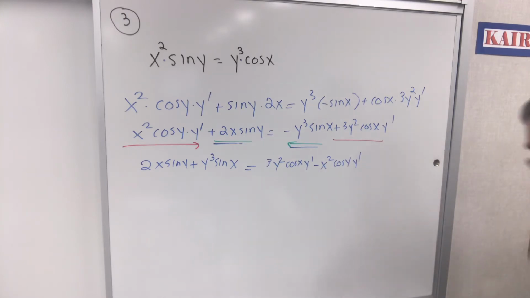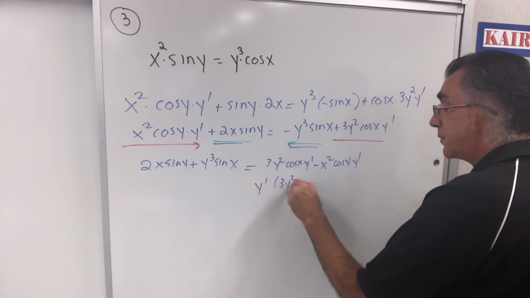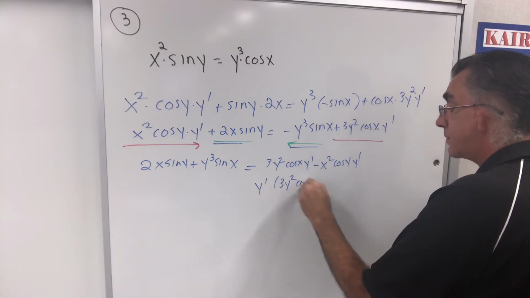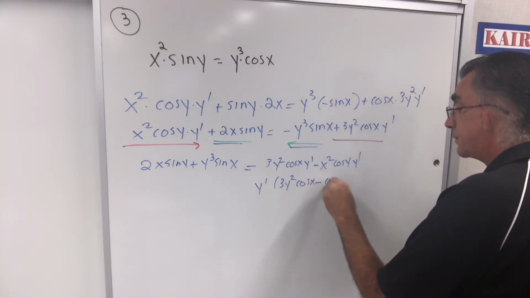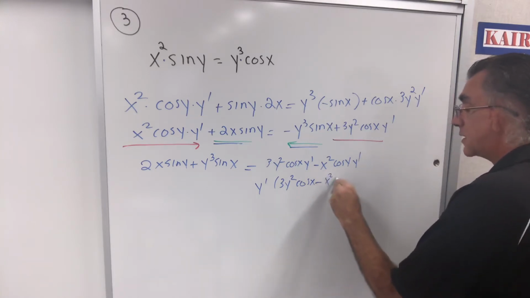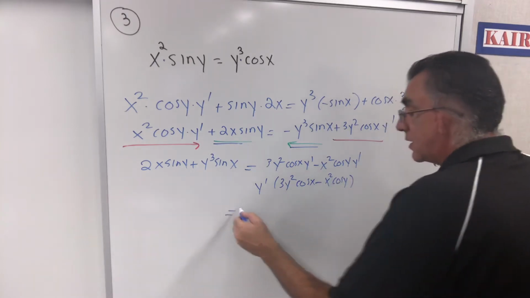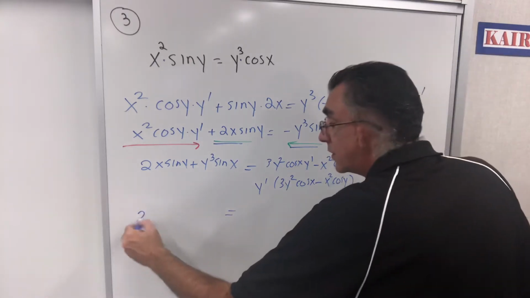And then the reason we do that, of course, is so we can factor out the y prime. Hold on. x squared cosine y. And then the reason we do that is so we can divide it over.